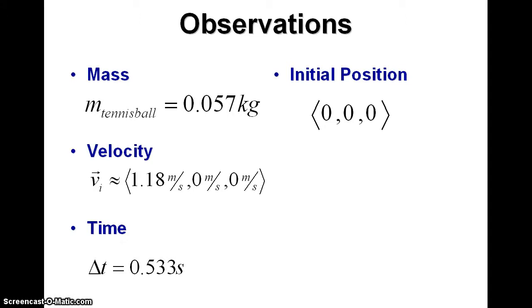After making my observation, I collected data from it. First, I measured the mass of the tennis ball and found it to be 0.057 kilograms. Next, I used my earlier assumption that the initial velocity is equal to the average velocity near the beginning of my observation to calculate the initial velocity, which I calculated to be approximately 1.18 meters per second in the positive x direction. The change in time of this observation was 0.533 seconds. The initial position of the ball was the origin.